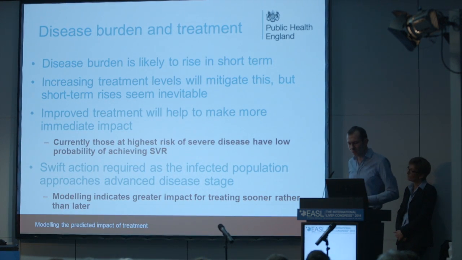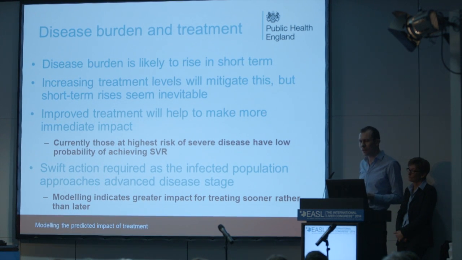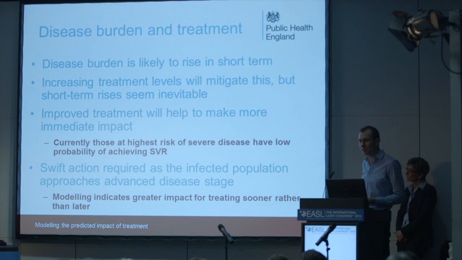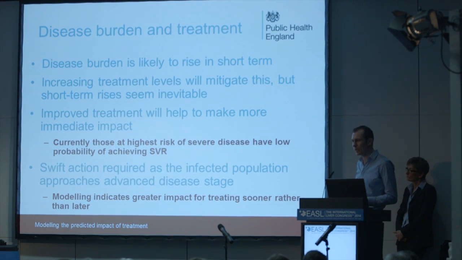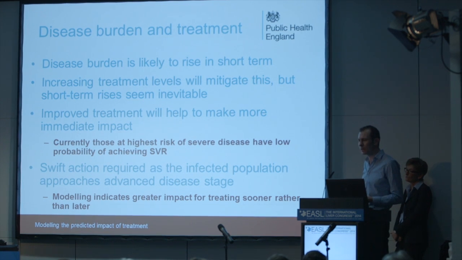So in summary, the disease burden is very likely to rise in the short term, and increasing treatment levels could mitigate this, but the standard treatment at the moment isn't really going to be enough. And the improved treatment is going to make a much more immediate impact, especially in those difficult to treat cases in more advanced disease stages. And it also is something that needs to be done quickly. In the modelling that we've done, we find that things are going to have more impact if this increase in treatment and improved treatments are implemented quickly.